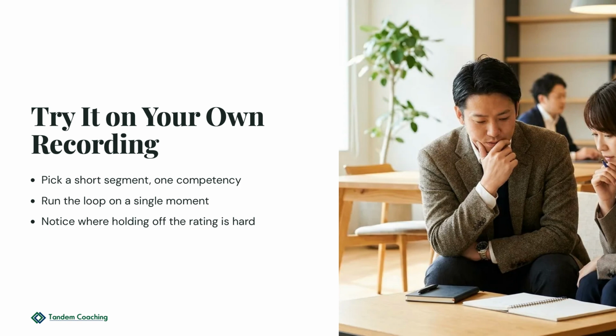Before we close, do something with a session of your own. Pick a short segment from an ACC level recording you have and choose the competency most active in it. Run the loop on one moment, out loud if you can. Name the statement. Quote what the coach said. Compare it to the statement language. Assign the rating and say why. Notice where it gets hard. For most people, it is resisting the rating until the evidence and comparison are in place. That discipline is what separates an evaluation anyone can trust from an opinion with a score attached.